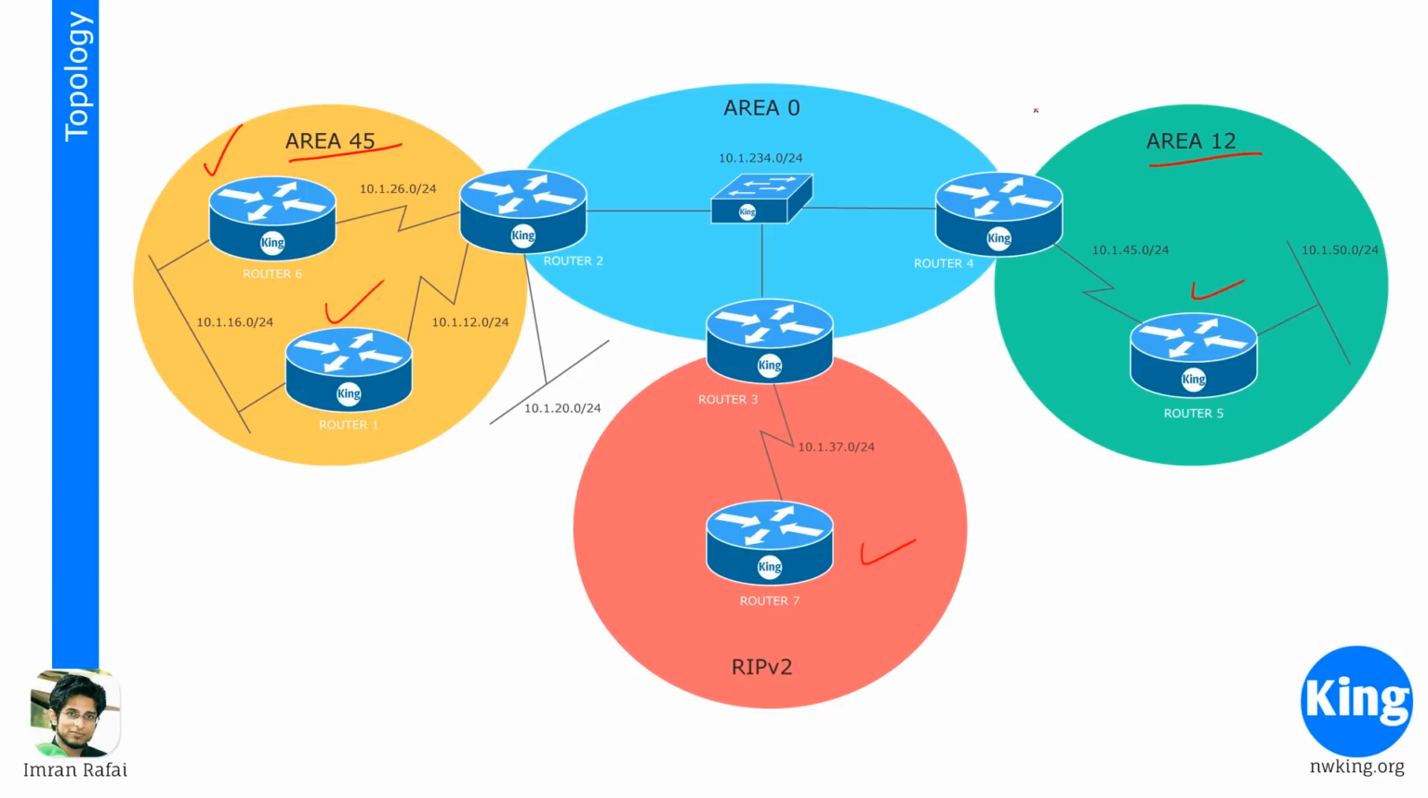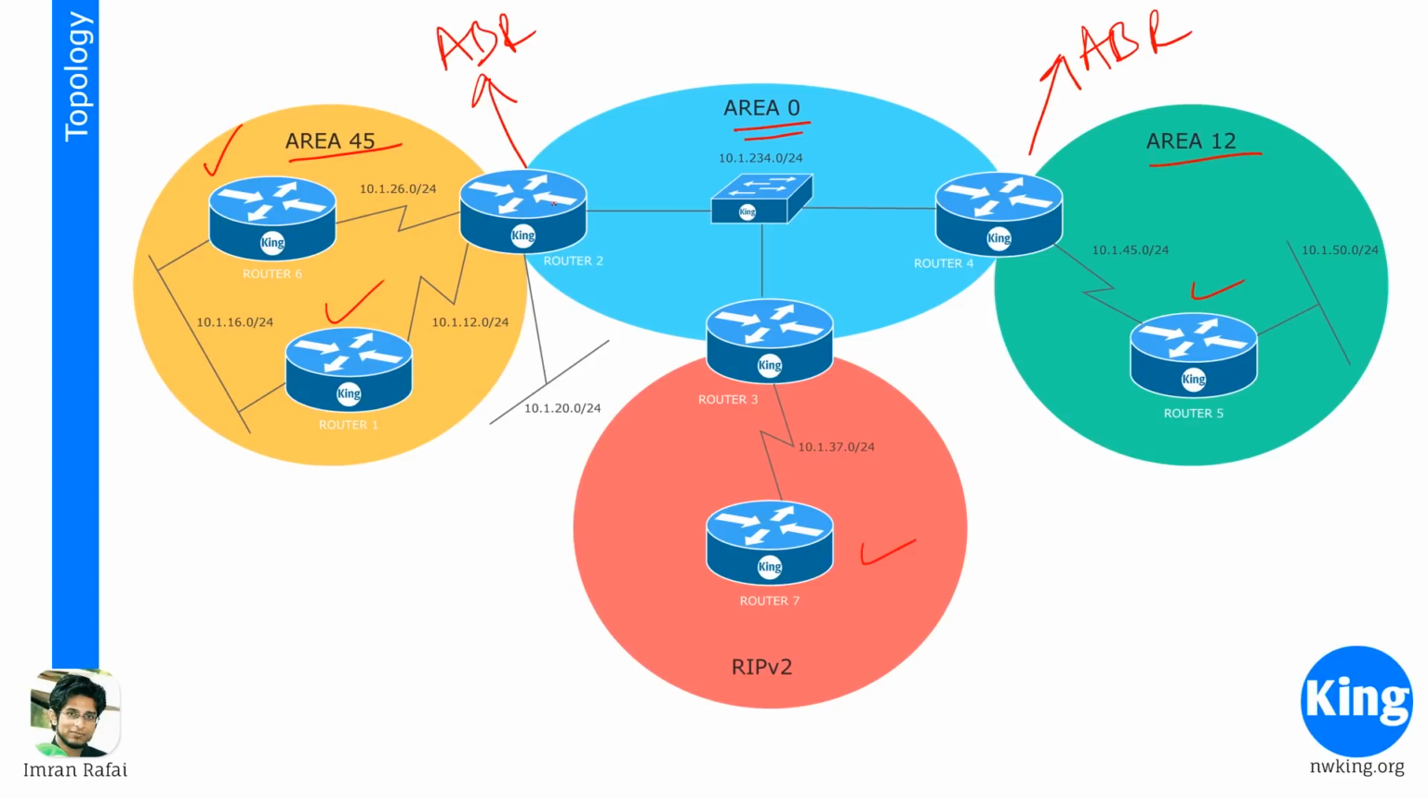Now router 4 and router 2 are ABRs, area border routers. They are routers which connect your non-backbone area to the backbone. Area 0 is the backbone. So the router that connects a non-backbone area to the backbone area is known as the ABR, the area border router, or any router that is in 2 areas is known as an ABR.